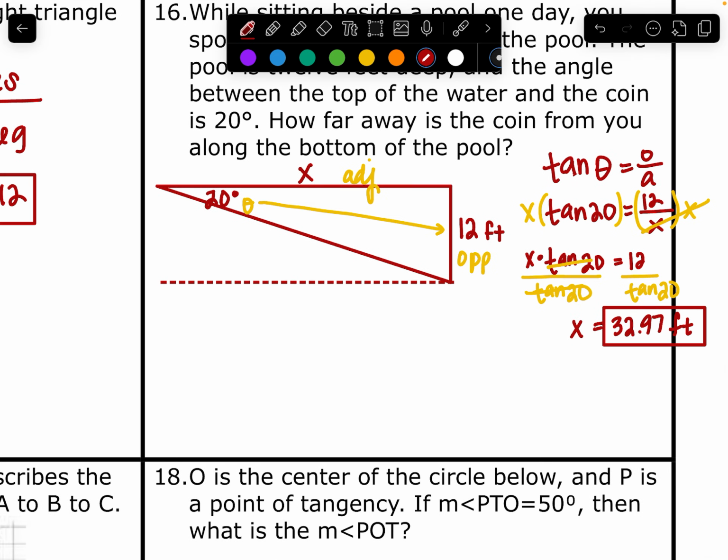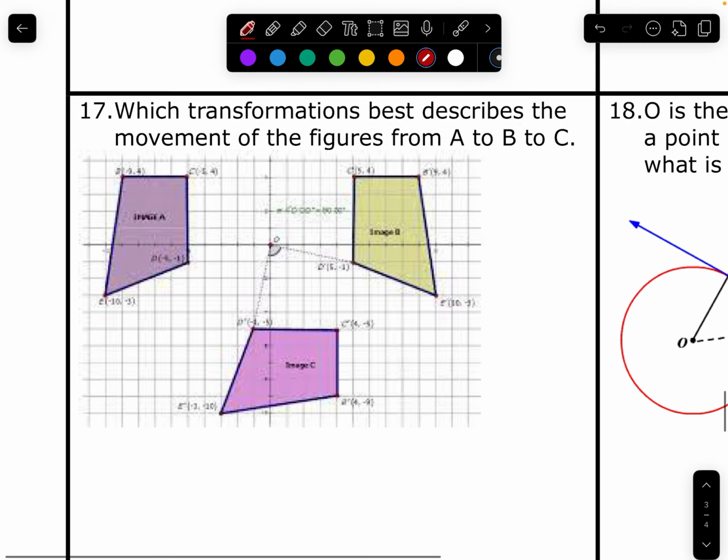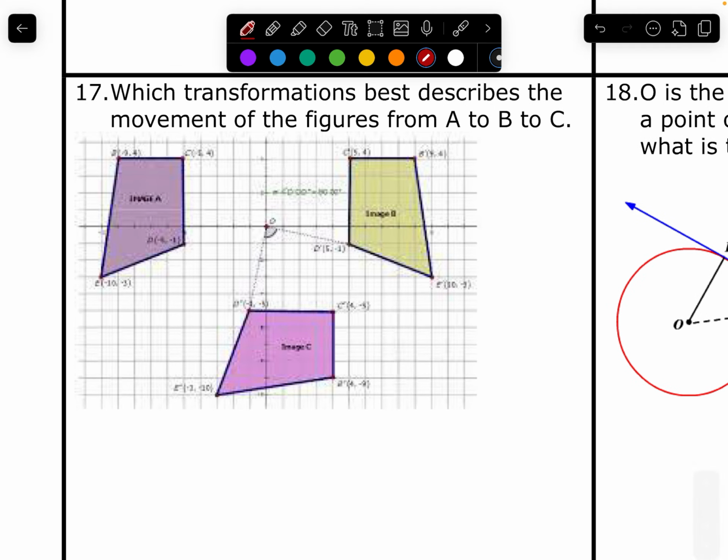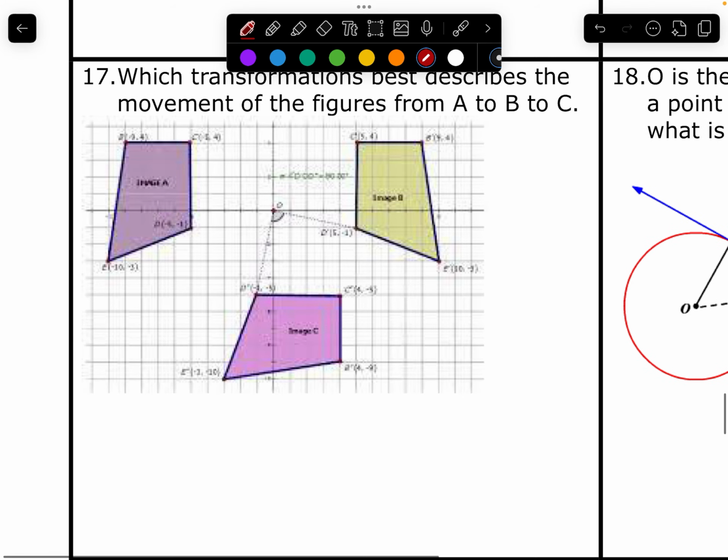All right, moving on to number 17. Which transformation best describes the movement of the figure from A to B to C? All right, so from A to B, this is a reflection. It flips. And then from B to C, it rotates.